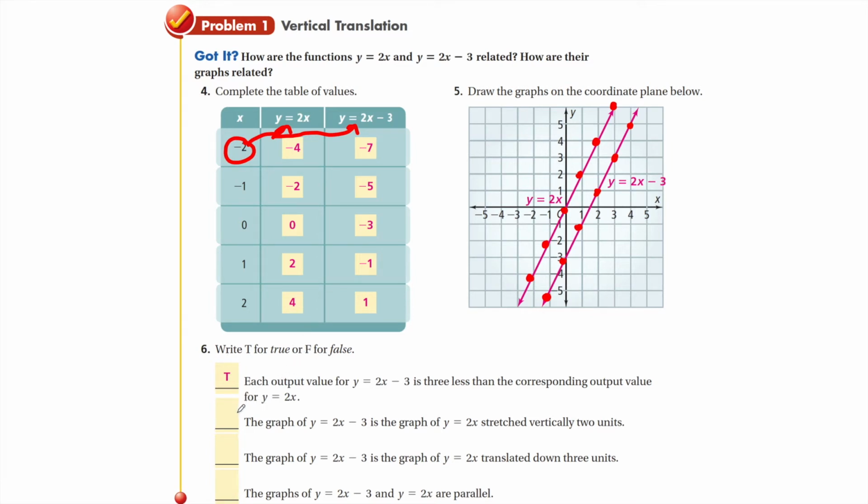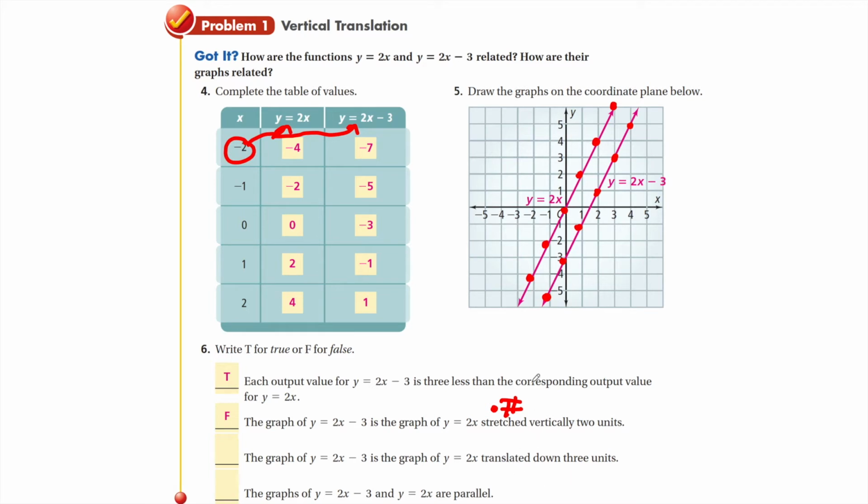So that's absolutely true. The graph of y equals 2x minus 3 is the graph of y equals 2x, only it's stretched vertically 2 units. Now, we're going to be talking about this later, but stretching something means that we're going to be multiplying by a number. In this case, we didn't multiply any brand new number to go from 2x to 2x minus 3. So that is false.